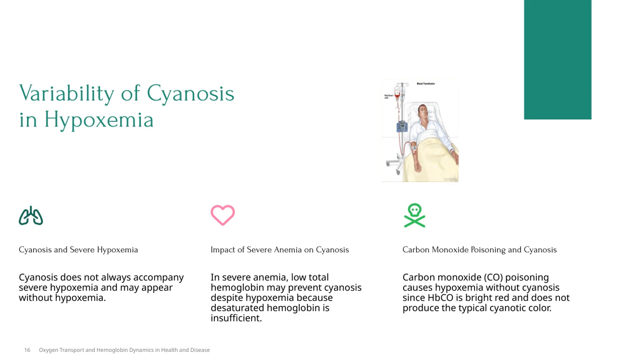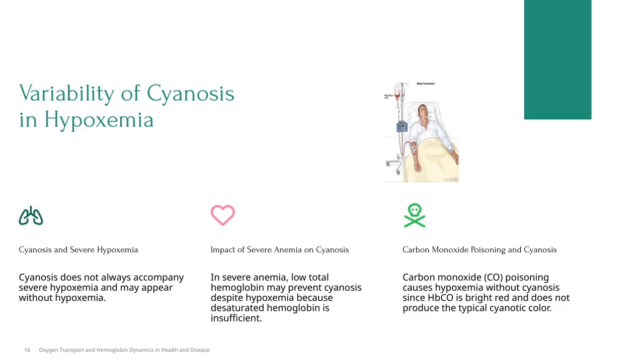This brings us to the variability of cyanosis in hypoxemia. The presence or absence of cyanosis can depend on various factors, including the concentration of hemoglobin and the distribution of desaturated hemoglobin in the blood.